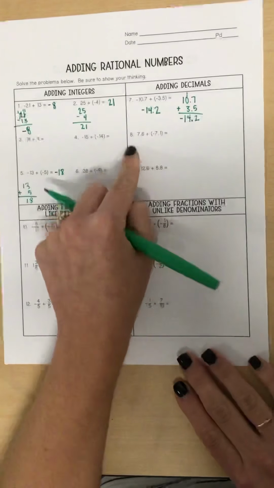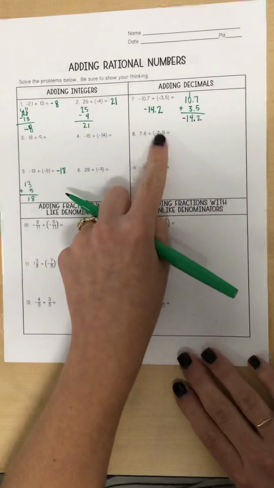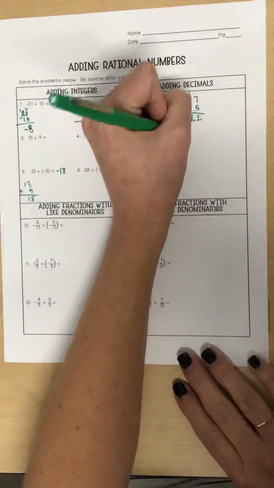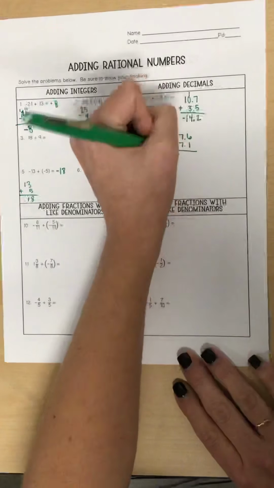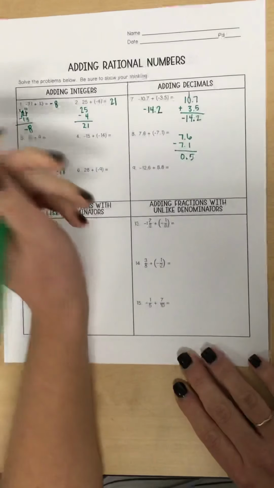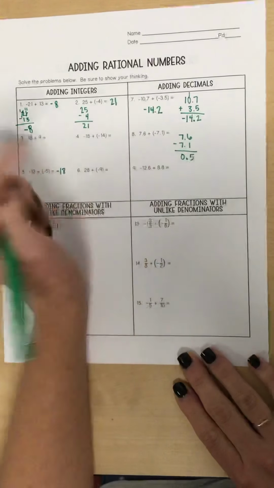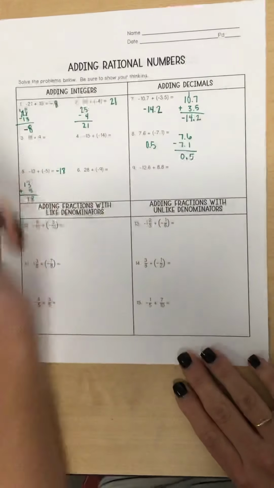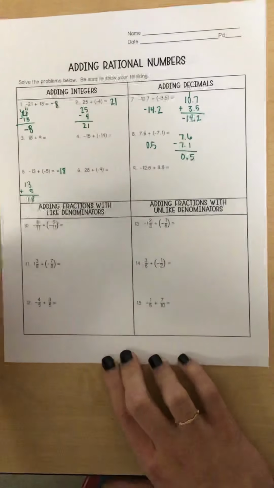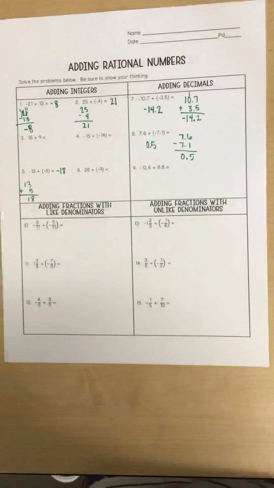All right, now this one, I have a positive and I have a negative. So since I have a positive and a negative, and it's an addition problem, I'm going to actually subtract. So I lined up the decimals and I subtracted. Now I have to ask myself, do I have more positives or do I have more negatives? I have more positives here, so my answer is going to be a positive 5/10. All right, now let's look at fractions with common denominators.